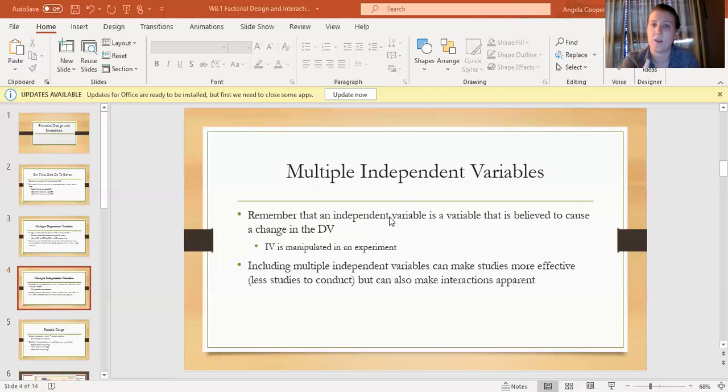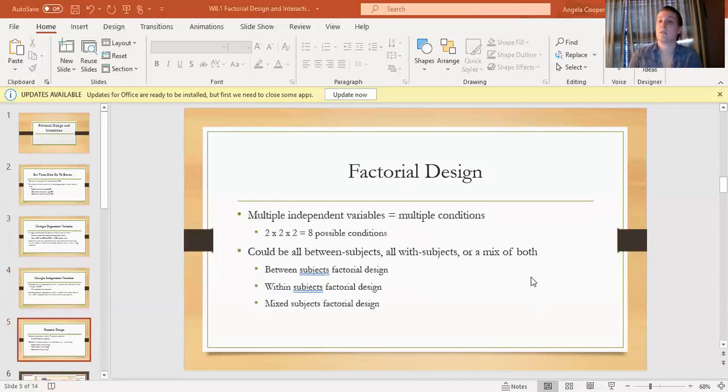However, having multiple independent variables in any sort of study brings along the concept of interactions, and I'll talk about interactions. So, factorial design: again, we have multiple independent variables. Now with this, we have multiple conditions. So let's talk about that one example I had of people taking a math or an English test.